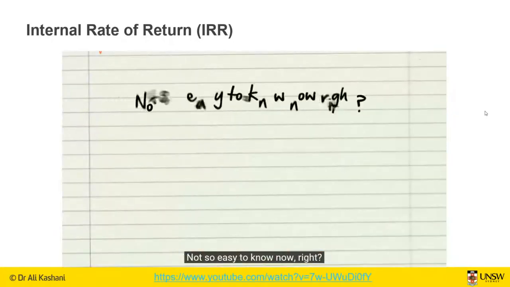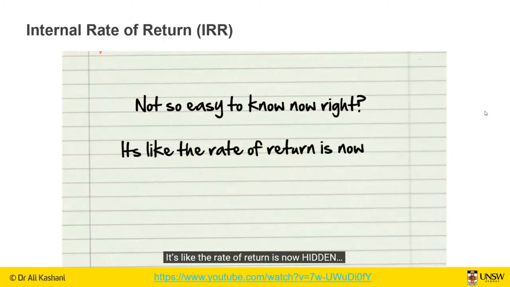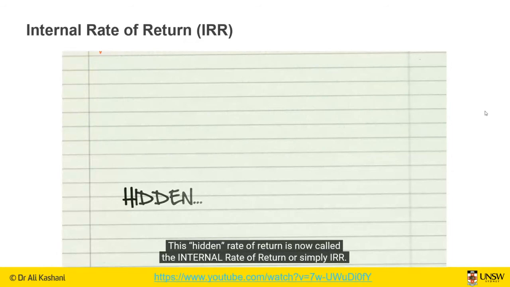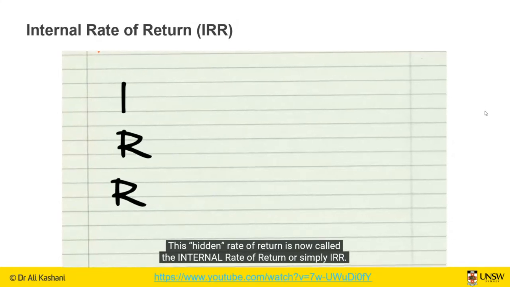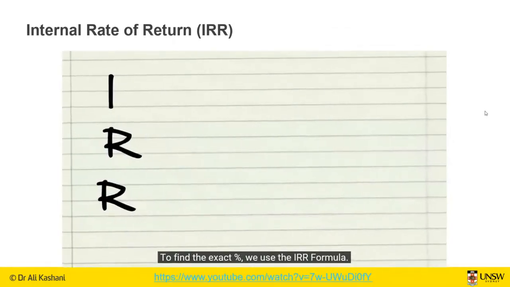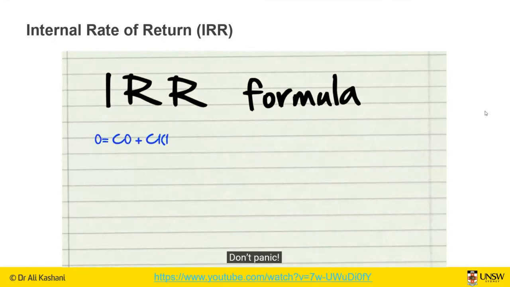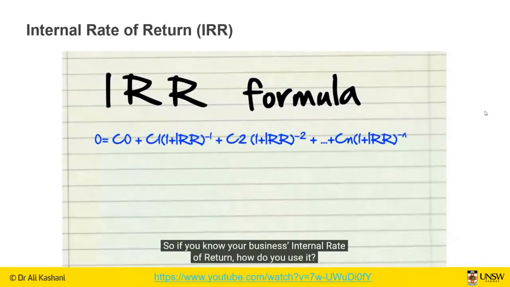Not so easy to know now, right? It's like the rate of return is now hidden. This hidden rate of return is now called the internal rate of return, or simply IRR. To find the exact percentage, we use the IRR formula. Don't panic. I promise it's much easier than it looks.